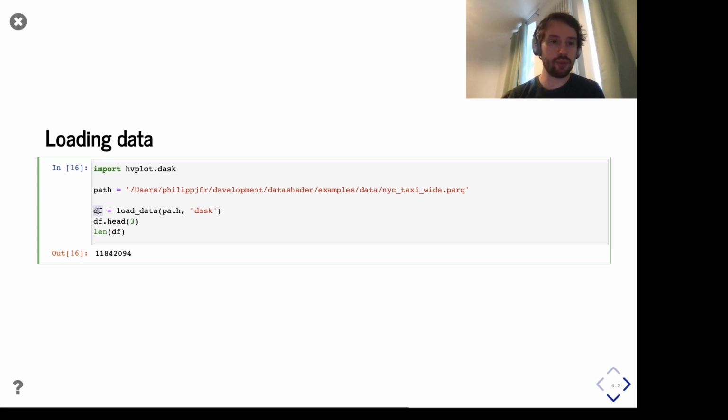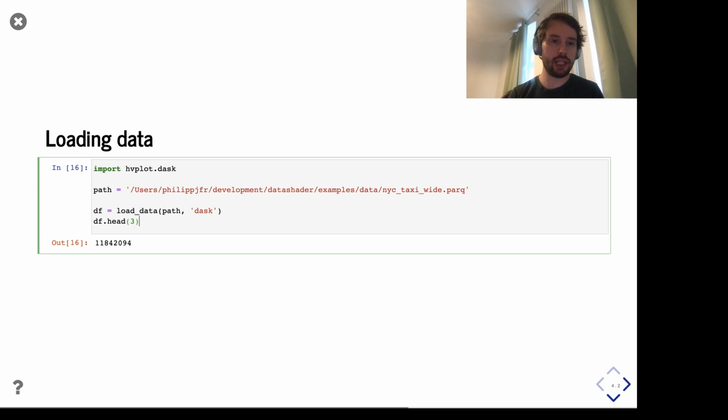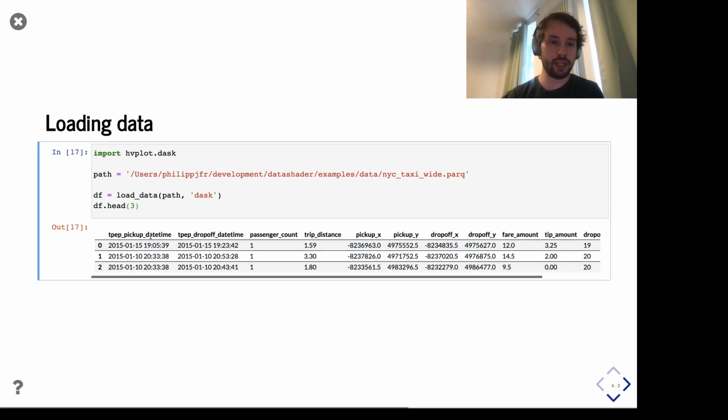And so in all three cases, we get back a data frame containing 11 million data points, or 11.8 million to be exact. And this could be hundreds of millions or even billions of data points. Depending on your particular GPU or how many cores you have or what cluster you're scaling out to, this would work fine. So we're quickly also going to be looking at this data. And we can see here we have drop-off times and dates, the number of passengers, trip distances, pickup locations, drop-off locations, fare amounts, tip amounts, and so on.